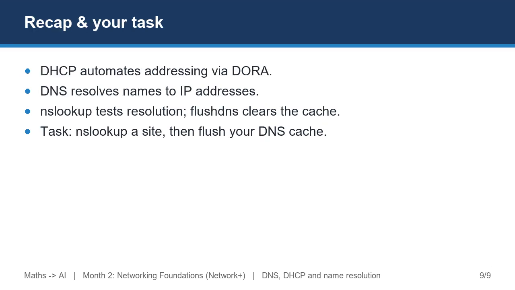Let's recap. DHCP automates addressing using the DORA process. DNS resolves names to IP addresses and caches the results. nslookup tests resolution, and flush DNS clears a stale cache. Your task: run nslookup on example.com and on your own organization's website, note the server and IP. Then run ipconfig /flushdns and confirm the cache cleared. Finally, write in your own words how you tell a DNS fault from a connectivity fault.